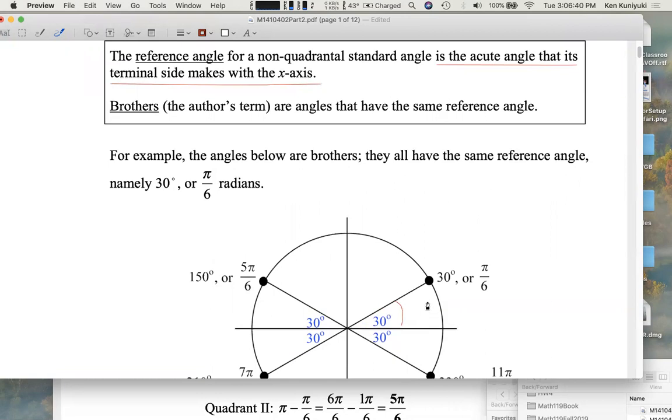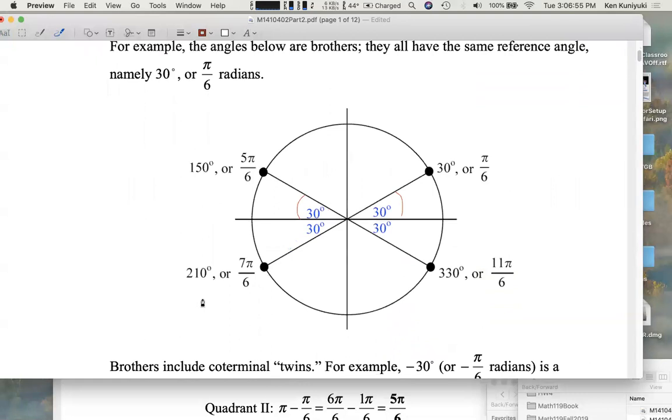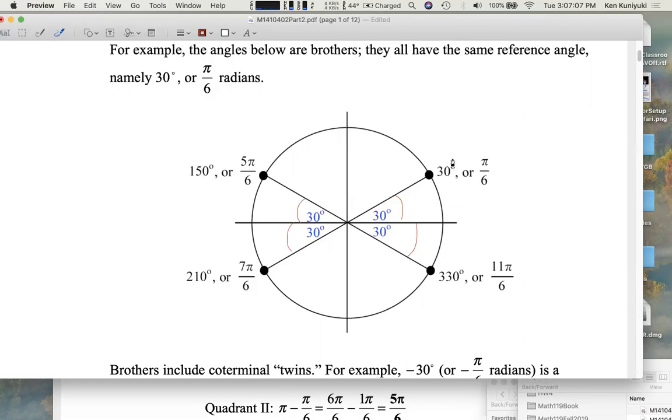But 30 degrees is also the reference angle for the 150-degree angle. The terminal side hits the unit circle at this point, and again, the terminal side makes a 30-degree angle with the x-axis. Likewise, for 210 degrees, we have a 30-degree angle between the terminal side and the x-axis. For 330 degrees, we have a 30-degree angle between the terminal side and the x-axis. So all 4 of these angles here I call brothers because they share the same reference angle, 30 degrees.